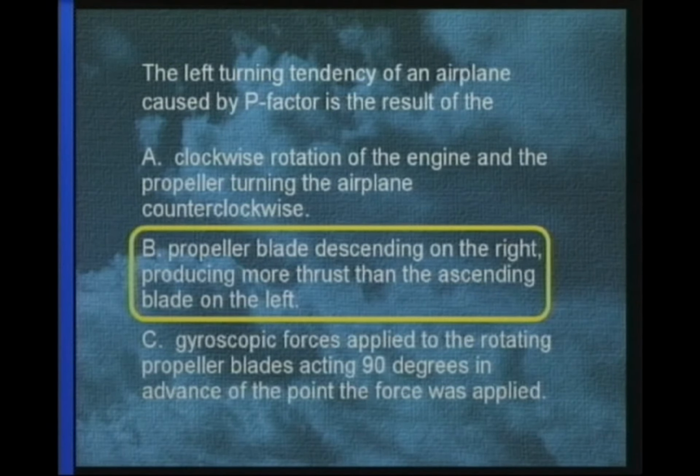Your answer should be B, propeller blade descending on the right, producing more thrust than the ascending blade on the left. People, this is not rocket science.